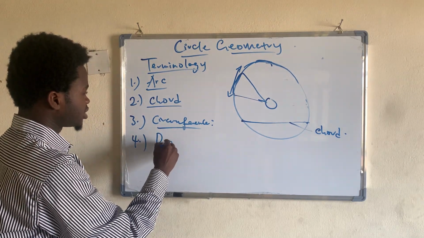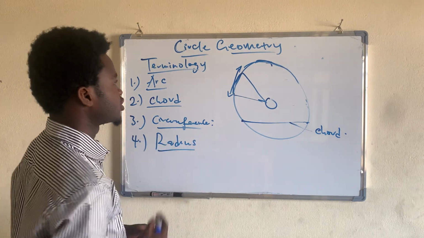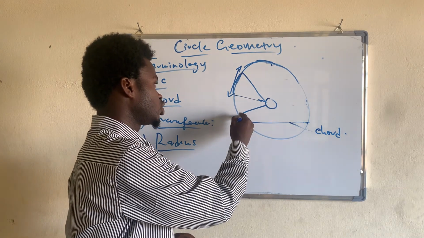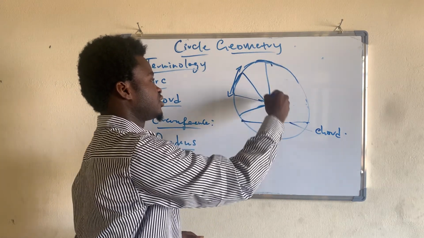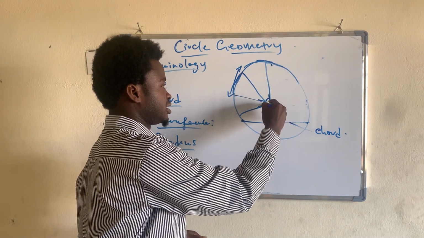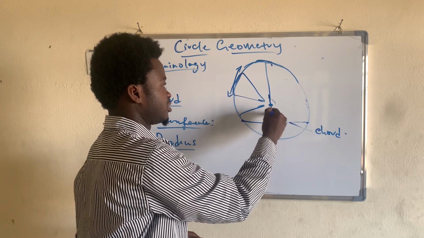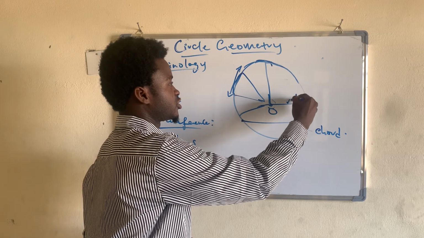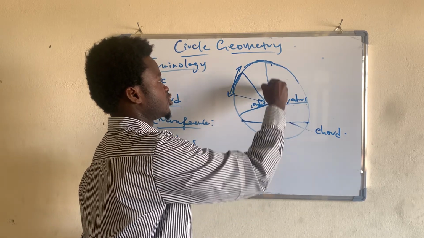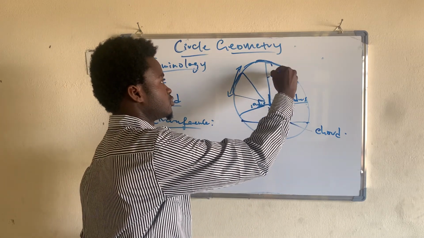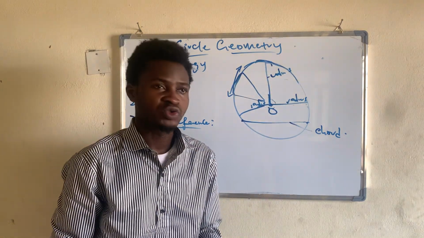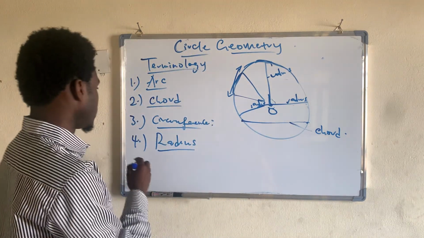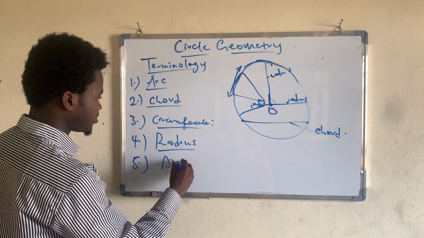Also, we talk about radius. A radius is a line drawn from the center of the circle to a portion of the circumference. Any line drawn from the center to a portion. Let this be the center. This is a radius. This is a radius. This is also a radius. So any line drawn from the center of the circle to the end point of the circumference is the radius of the circle.